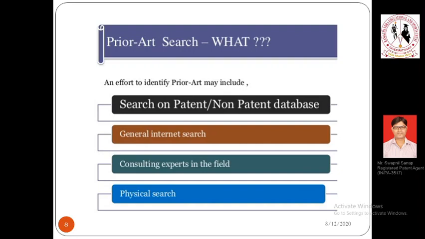Second is to do a general internet search. When we talk about non-patent databases, a general internet search falls in that category. But even if you do not segregate the types of databases, any general internet search can be considered under non-patent databases. Third is consulting experts in the field.